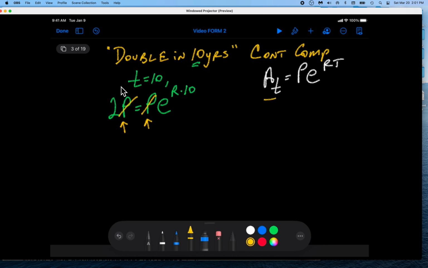So not only did we lose A of t, we lost p in the process. So now all we have is that 2 equals e to the 10 times r. And now we are down to one equation, one unknown. We are in the catbird seat. We could solve for r. I'm sorry, I wrote that down wrong. What am I doing today? Yeah, 10. We could solve for r. Okay.